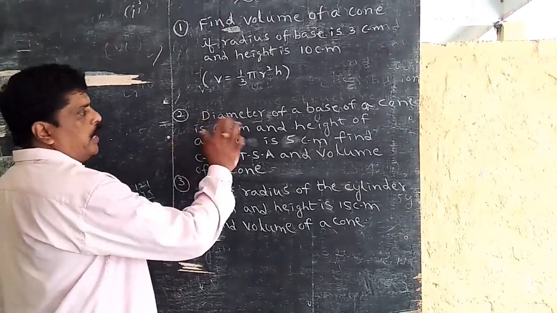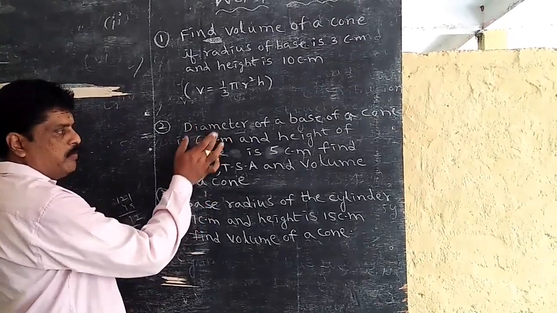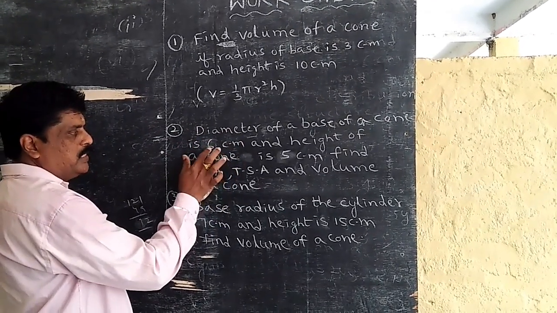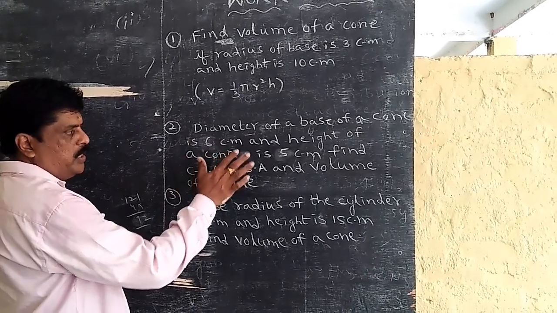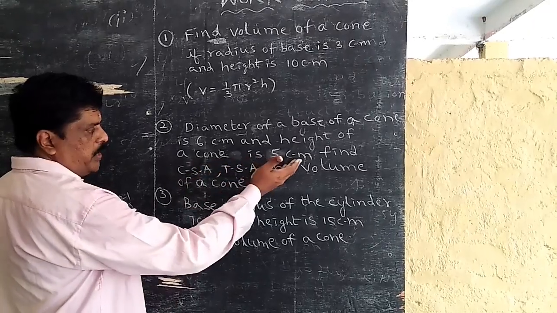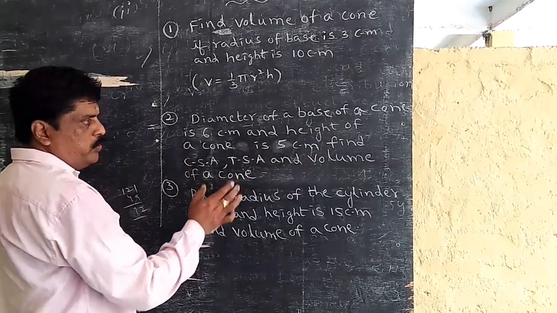Next one is diameter. I have given diameter of the base of cone is 6 centimeters. So here I given diameter, not radius. So you have to find diameter by 2. That is 6 by 2. Then you get 3 centimeters is the radius. Then I have given height of a cone is 5 centimeters. Then find CSA, TSA and volume of a cone.